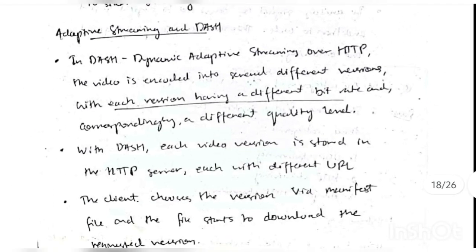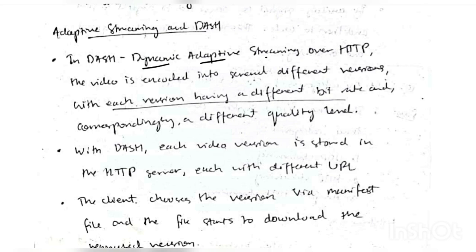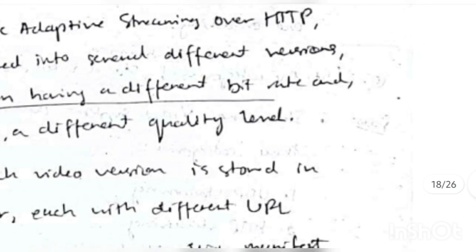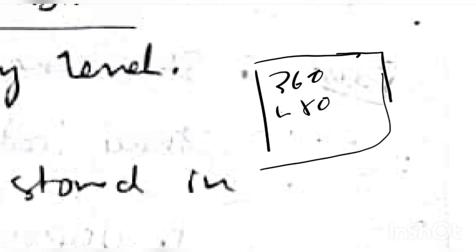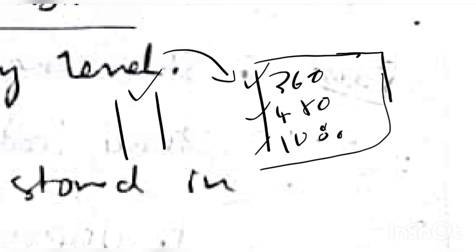And the last one is DASH. DASH means dynamic adaptive streaming over HTTP. Just remember that we have different versions of the same video, like 360p, 480p, 720p, 1080p and so on. By using DASH we access these versions dynamically. It checks the bandwidth and the client's internet speed, and the quality is changed based on that.